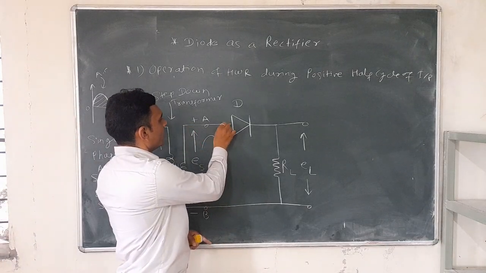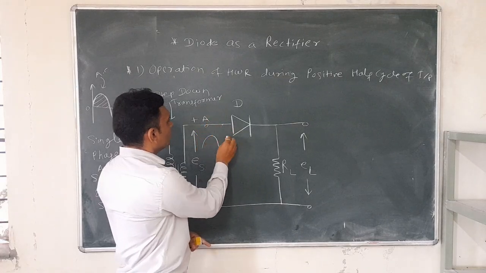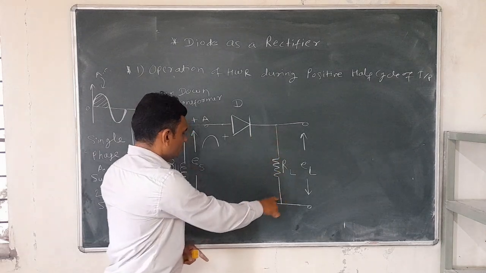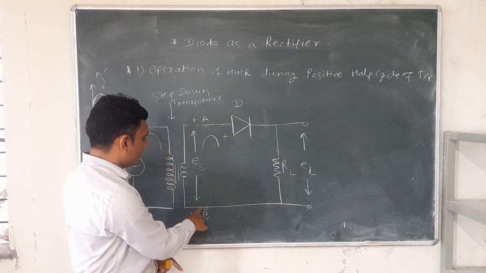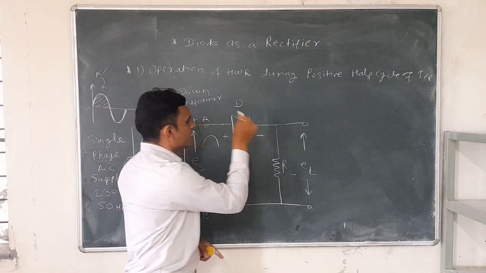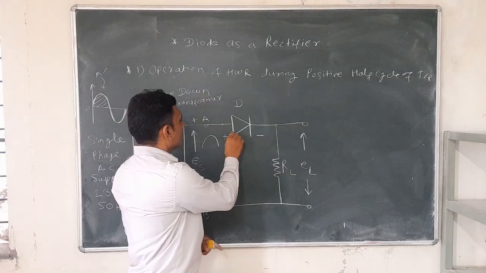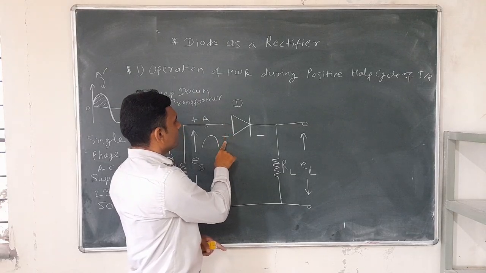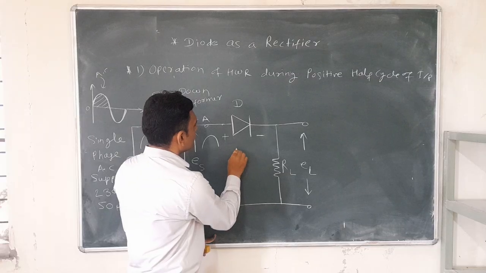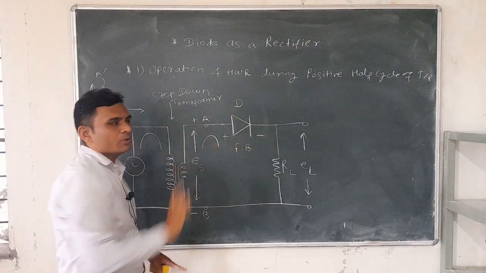Here the anode is connected to point A. Therefore, this anode terminal is now positive. The cathode is connected to point B and point B is negative. Therefore, this cathode terminal is negative. We know when the anode of a diode is positive and the cathode is negative, that diode is forward biased. Here this PN junction diode is forward biased.